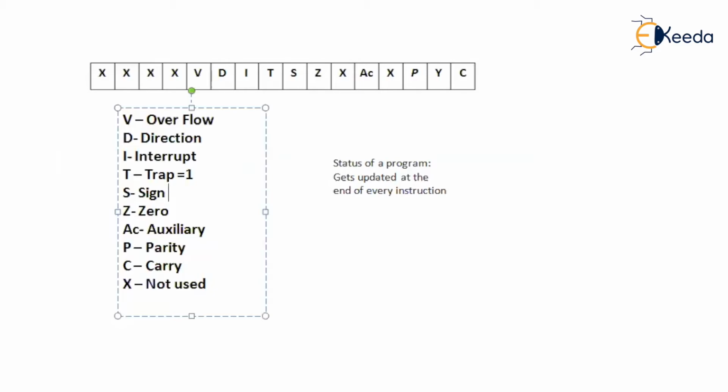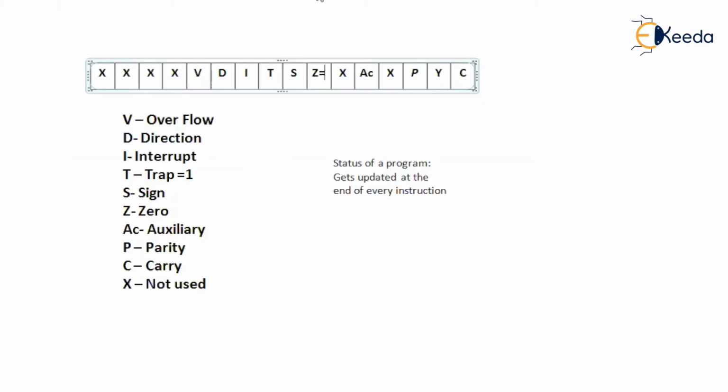If the output of the ALU is positive, then the sign flag will be equal to 0. If the output of the ALU is 0, then the zero flag is equal to 1. If the output of the ALU is non-zero, then the zero flag will be equal to 0. That is, if the zero flag is equal to 1, then what does it mean? The output of the ALU is 0. If the zero flag is equal to 0, that means the ALU has some output which is not equal to 0.